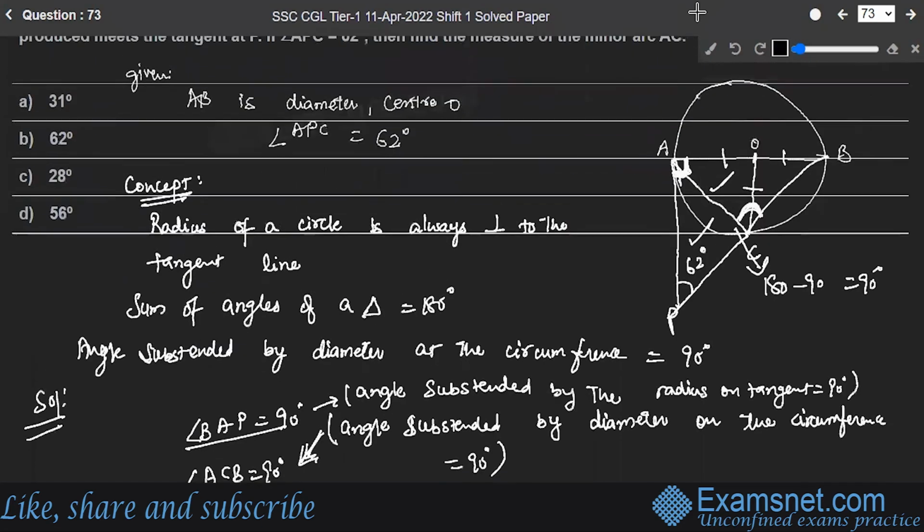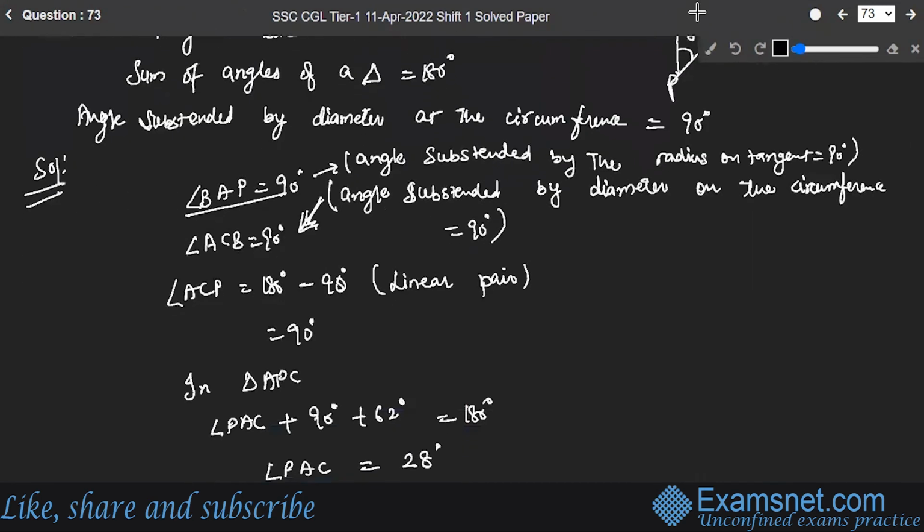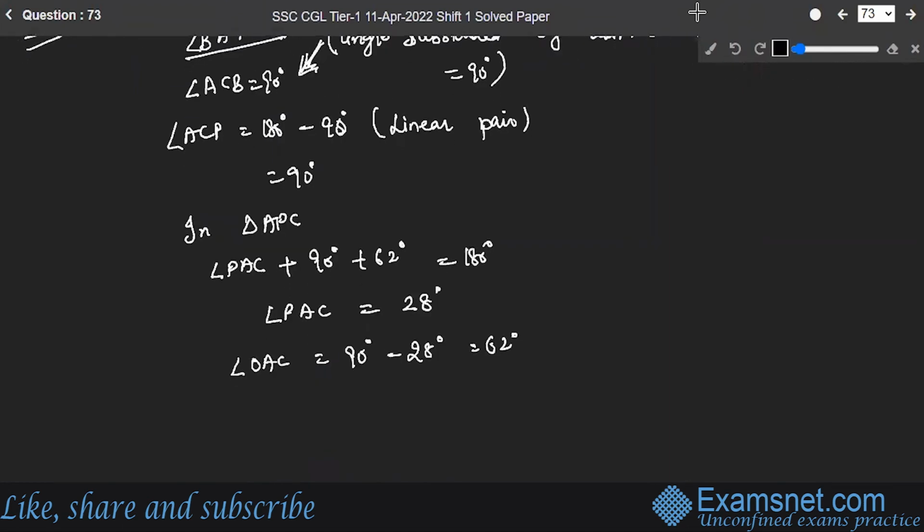See, why 90 minus 28? We just solved that this angle is equal to 28 and the whole angle was 90. So this angle will be 90 minus 28, which is equal to 62 degrees only, right? Therefore, let's move further. So now angle OAC is equal to angle OCA, which is equal to 62 degrees. Why? Angles opposite to equal sides are equal.